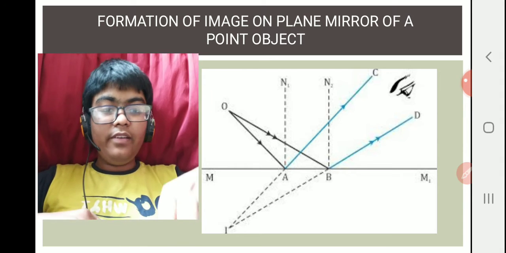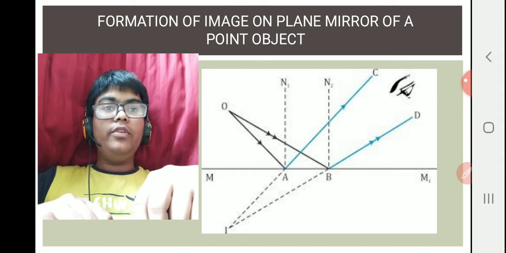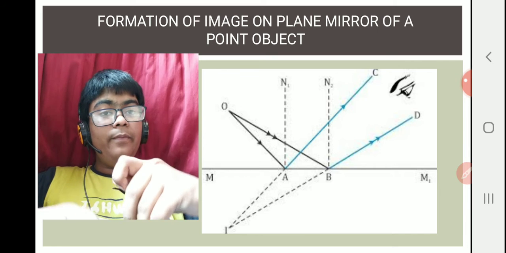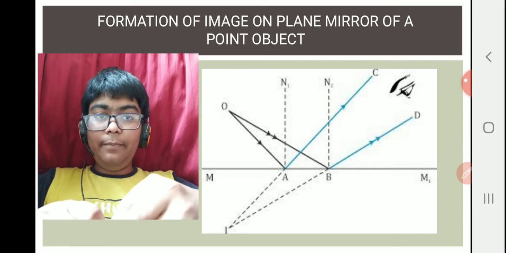So with this we learned about reflection and mirror. In the next module we will be learning about image formation by a plane mirror. Thank you.